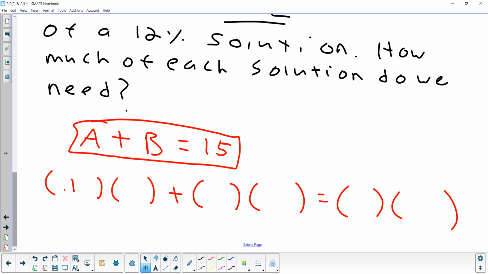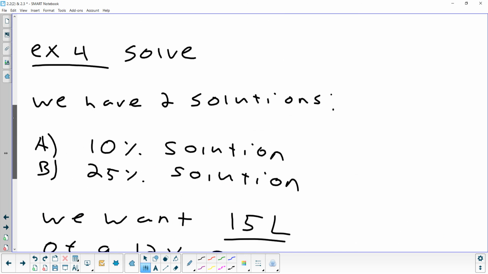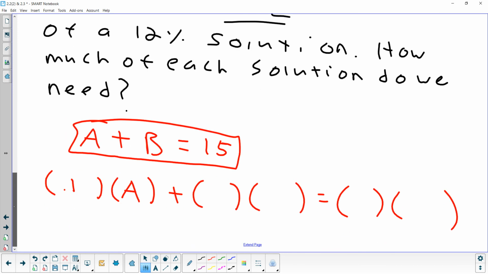Yep, Jaya? Would it be A? A. That's the amount of the 10% solution that we need. So again, these are amounts, A and B. Tom, what's my concentration of the second solution?